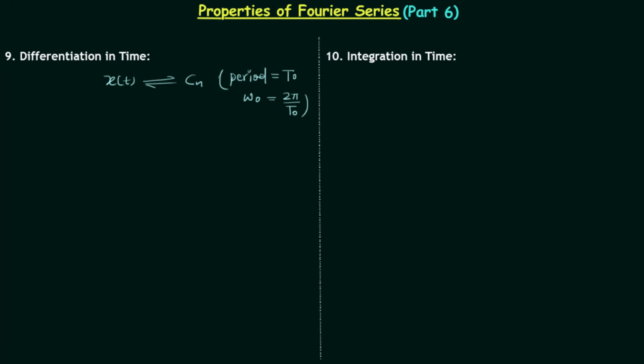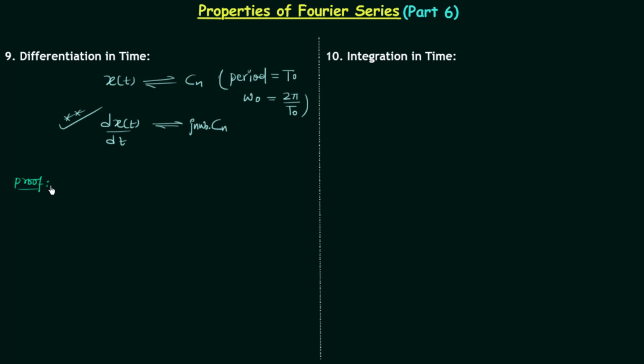Now, if you obtain the differentiation of signal x(t) with respect to time, in this scenario, the coefficient will change to Cn multiplied by jn omega naught. This is what you will get. So this is property number 9, differentiation in time. Whenever you differentiate the given signal, the coefficient will get multiplied by jn omega naught, where omega naught is the angular frequency. Now I will explain its proof.